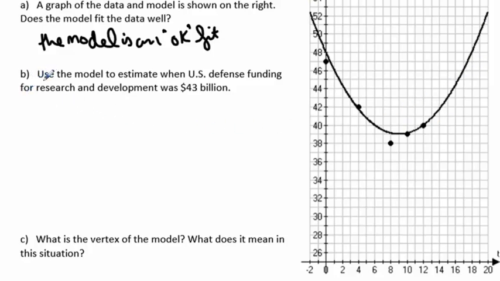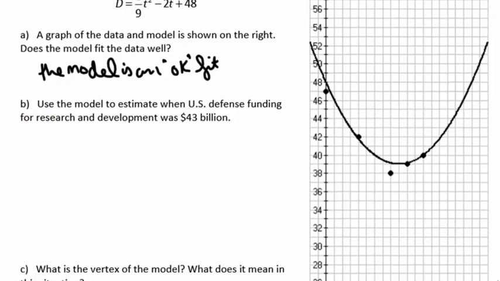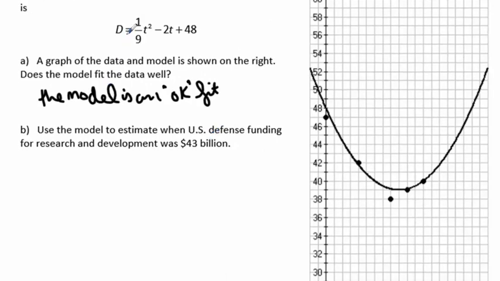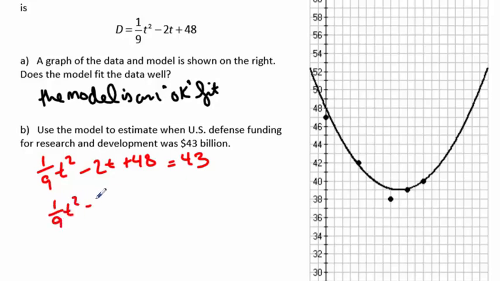All right, part B. Use the model to estimate when U.S. defense spending for research and development was $43 billion. So the model, 1/9 t squared minus 2t plus 48 equals 43. I want to get this equal to 0 so I can factor. So let's subtract the 43 off. That'll give us 1/9 t squared minus 2t plus 5, 48 minus 43 is 5, equals 0.